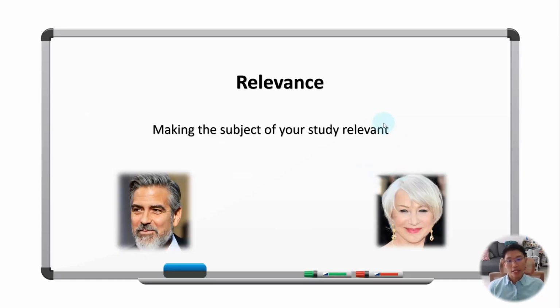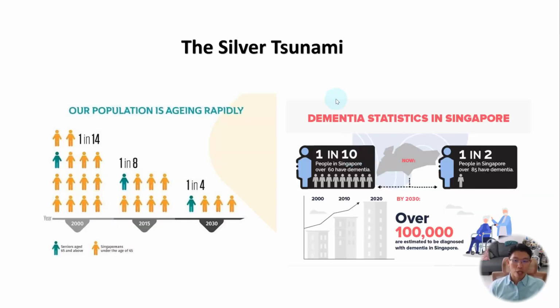And now, making the subject of your study relevant, and that's why you will remember it better. Because you are nursing students and paramedic students, you've probably heard of the term silver tsunami. So what is silver tsunami? Silver tsunami is the rapid aging population of Singapore. In the year 2000, 1 in 14 persons are actually above 65 years old, but in 2030, it's projected that 1 in 4 persons will be above 65 years old.